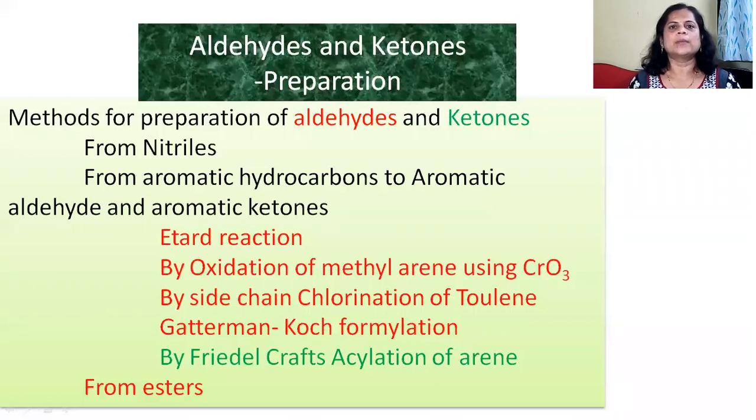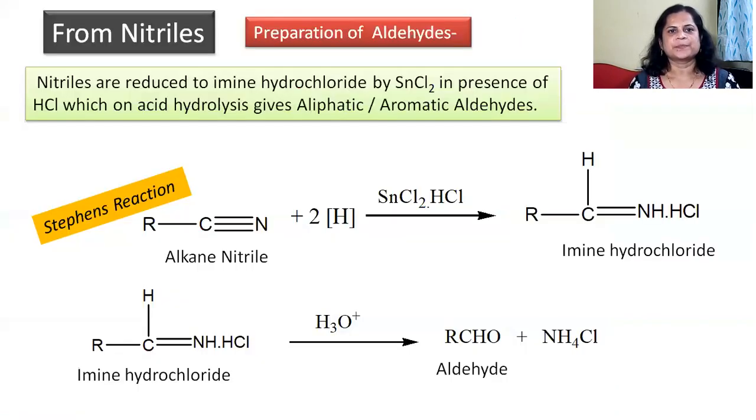Now in this part 2, we are going to study methods for the preparation of aldehydes and ketone from nitriles and from aromatic hydrocarbons. In the aromatic hydrocarbons, we are using the Etard reaction, oxidation of methylarene by using CrO3, side chain chlorination of toluene, Gattermann-Koch formylation, and Friedel-Crafts acylation of arenes. And also, we are going to prepare these carbonyl compounds from esters. First, we see methods for the preparation of carbonyl compounds from nitriles.